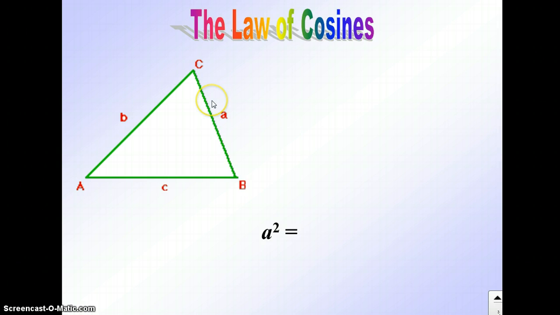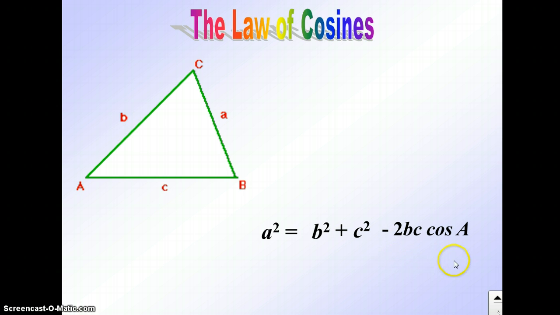So given an oblique triangle, my cosine law would state a squared would equal b squared plus c squared minus 2bc multiplied by the cosine of angle A, which is opposite the side we're looking for. All right, so notice where the side I'm looking for might be A, I need to know the angle opposite that. I would then know sides B and C as well.